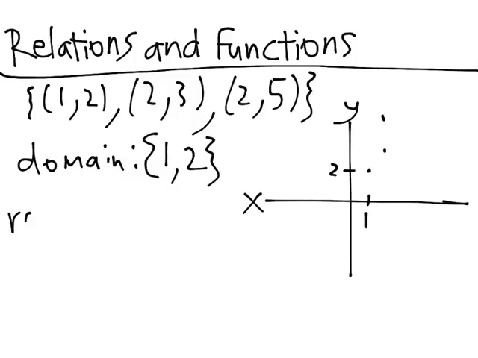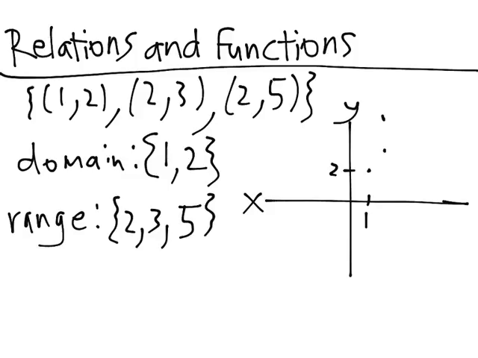Next, the range is the set of all second coordinates of these points. So we have 2 from the first point, 3 from the second one, and 5 from the third point. So the range is 2, 3, and 5.